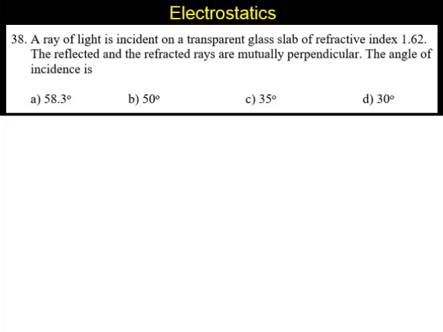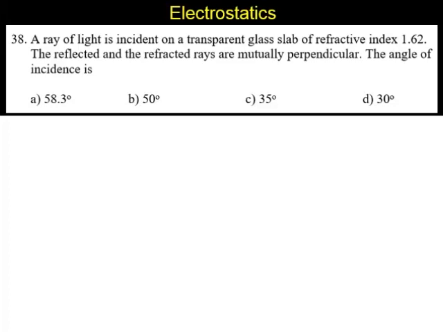Question number 38. A ray of light is incident on a transparent glass slab of refractive index 1.62. The reflected and refracted rays are mutually perpendicular. The angle of incidence is: A) 58.3, B) 50, C) 35, and D) 30 degrees.